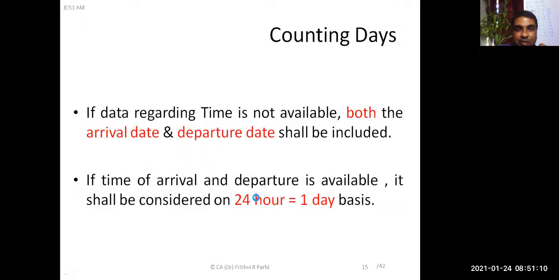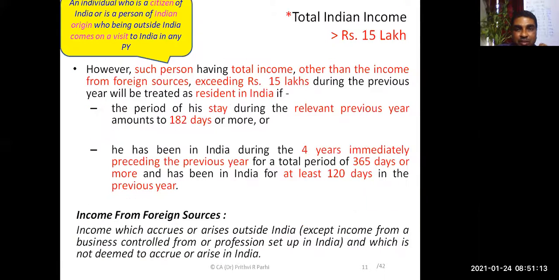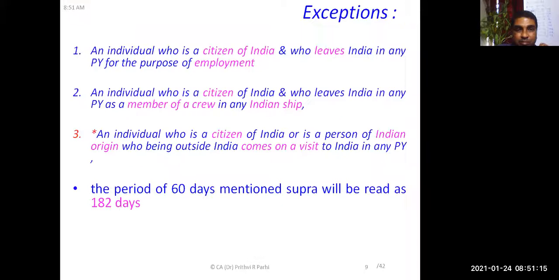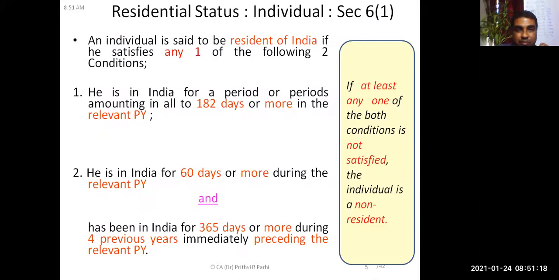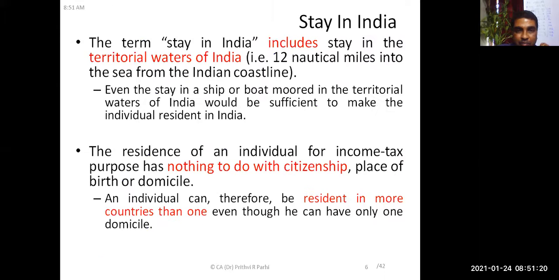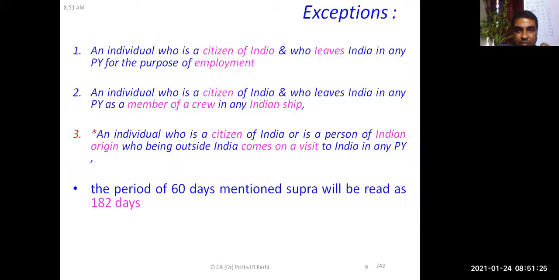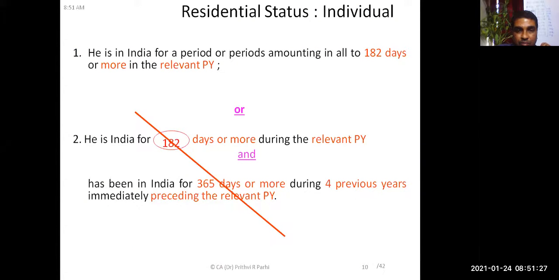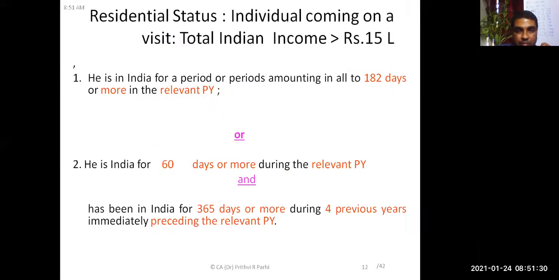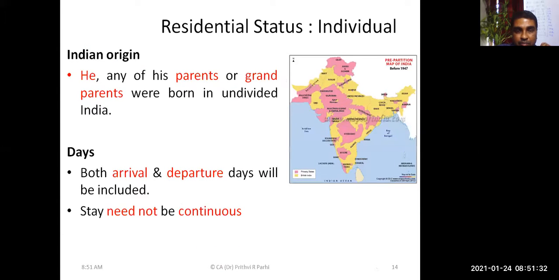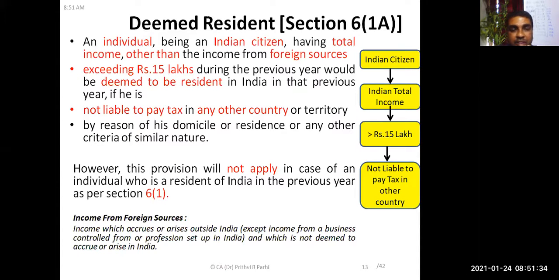And deemed resident, if you look at this definition, let me show you that definition. Yeah, this is the deemed resident condition. Right. Here, what is the meaning? He should not be liable to pay tax in other country. He should be an Indian citizen.